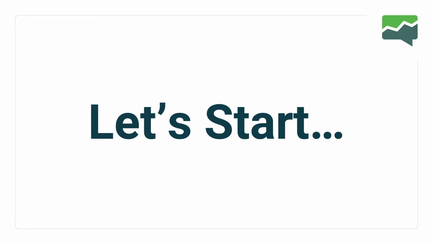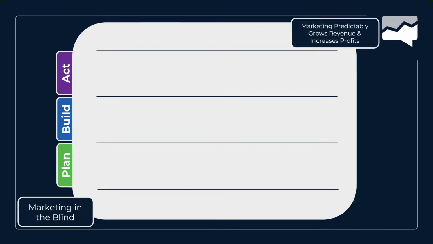Now, remember, the framework itself is 3 steps. It's plan, build, and act. Before you audit your Google Analytics, you want to at least have some sort of basic understanding of the plan. Because remember, we got to go from marketing blind to the point where the marketing is predictably growing our results, right? Our profits, our revenue. So the planning step is still important. Do not skip the planning step.